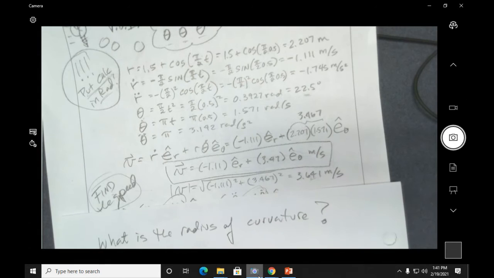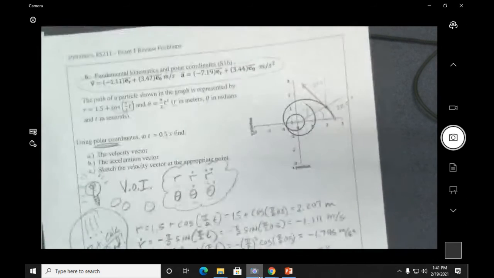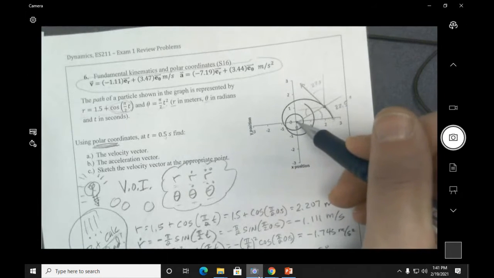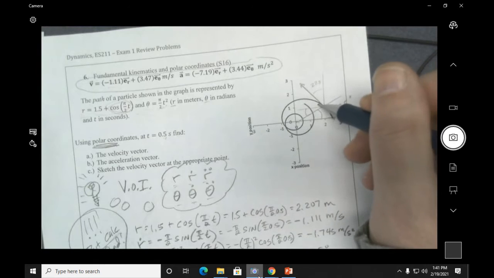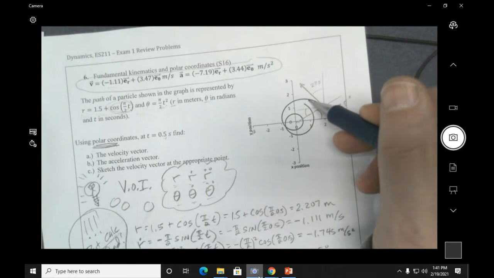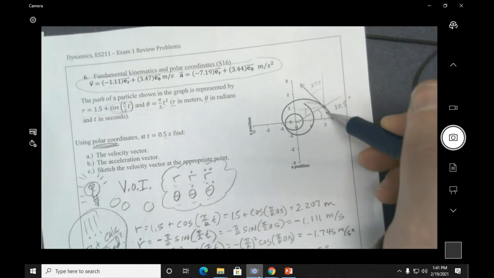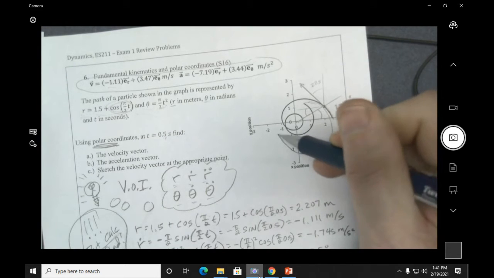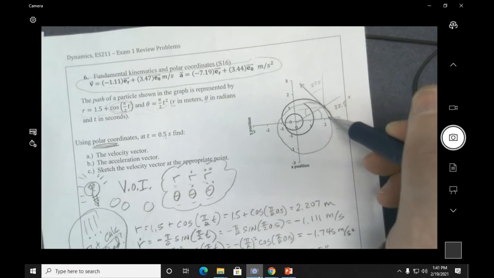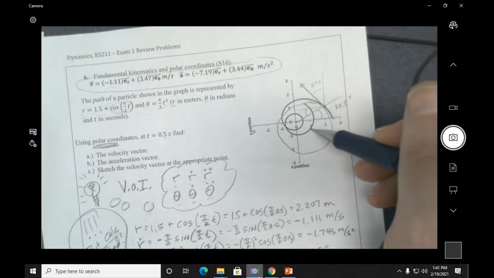No, we don't. We don't know the radius of curvature. We know the radius from here, but this is not it. If you took the radius of curvature, that would be like drawing a big circle that would fit right over on top of this. So the radius might be down here somewhere.